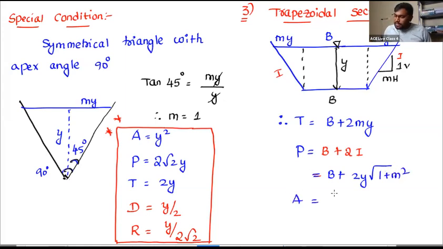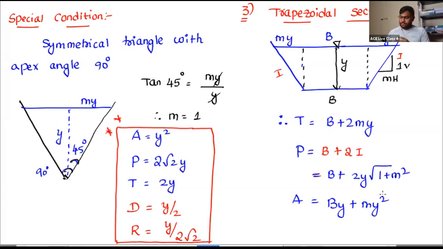And what about area? Area means area of that rectangle and triangle. What is area of rectangle? See, this is a rectangle portion or not? By, plus there are two triangles. So what is area of triangle? Half into base into height. Half into base into height into 2, the 2 and half will go. So it will be by plus my square. If you have any doubt, please go through that. So top width is b plus 2my, and wetted perimeter and cross-section area are there.